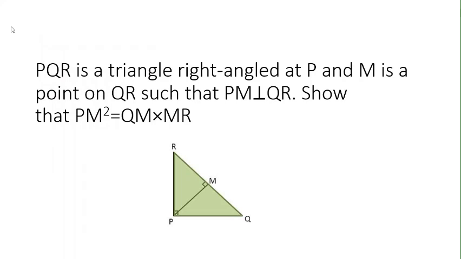Hello everyone, let us prove the following. PQR is a triangle, right angled at P, and M is a point on QR such that PM is perpendicular to QR. Show that PM square is equal to QM into MR.